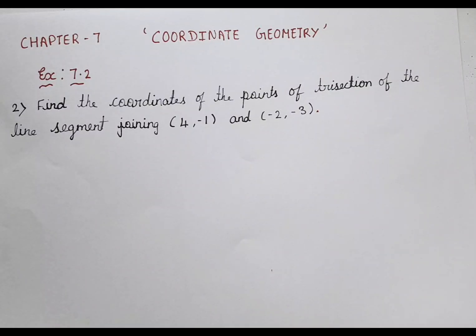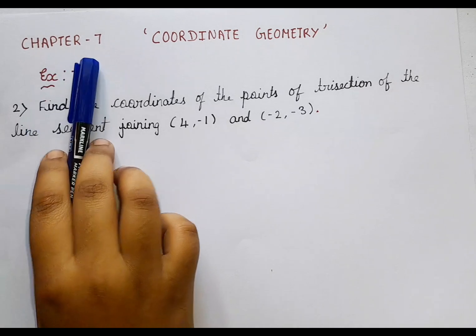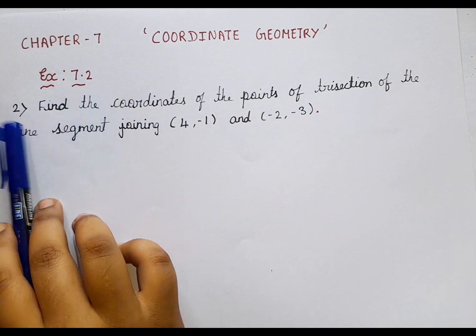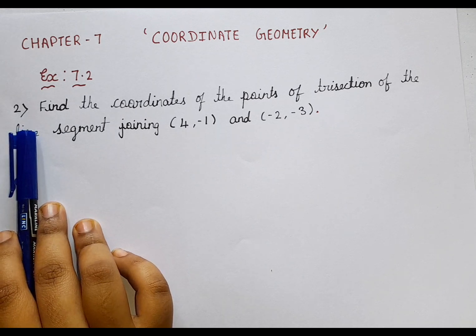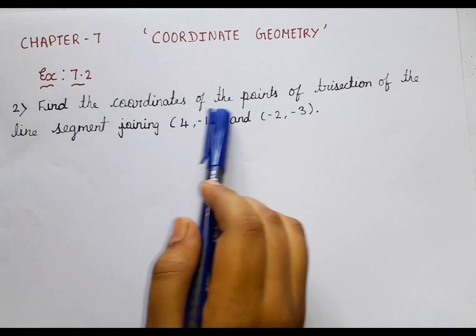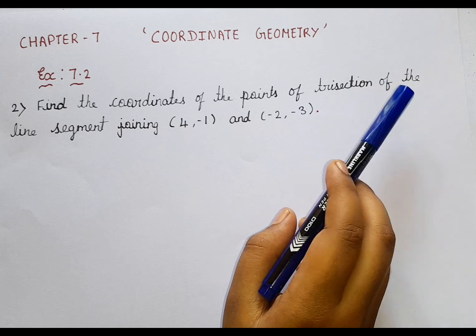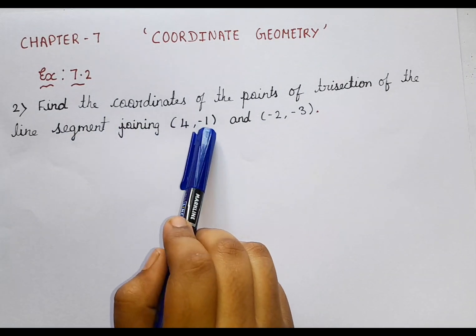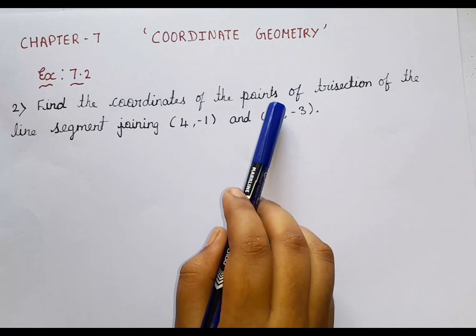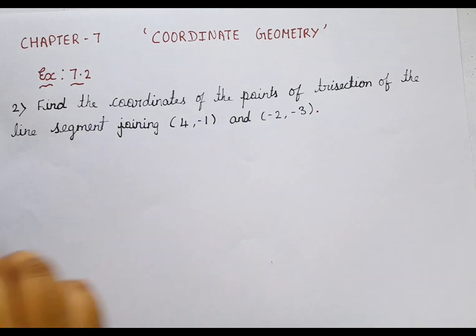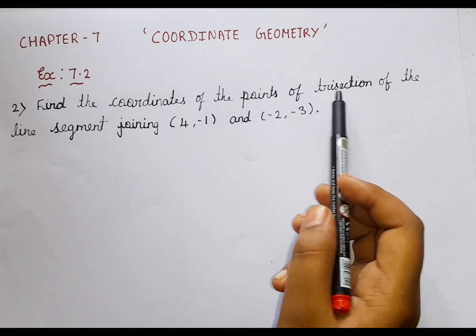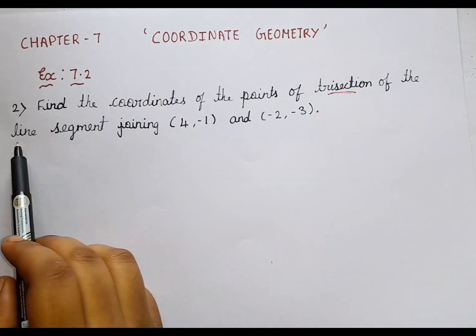Today we are going to be learning Chapter 7 Coordinate Geometry, Exercise 7.2, second question. Now let's read the question. Find the coordinates of the points of trisection of the line segment joining (4, -1) and (-2, -3). So this is the question. We are supposed to find the coordinates of the points of trisection of the line segment.